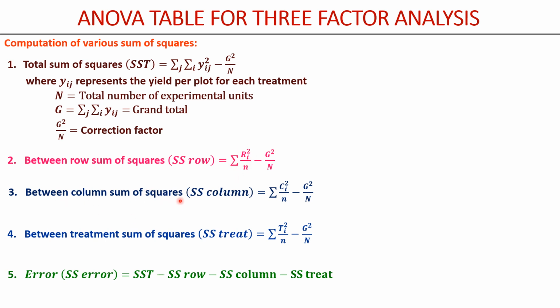Then the between-column sum of squares, we call it SS column and define it as sigma Ci square by n minus the correction factor. And we have the between-treatment sum of squares, which is SS treat, sigma Ti square by n minus G square by n. And the SS error would be the total sum of squares minus these three values that will be found. Now that we have the various sums of squares, we are ready to draw the ANOVA table and carry these values that we have found to the table.